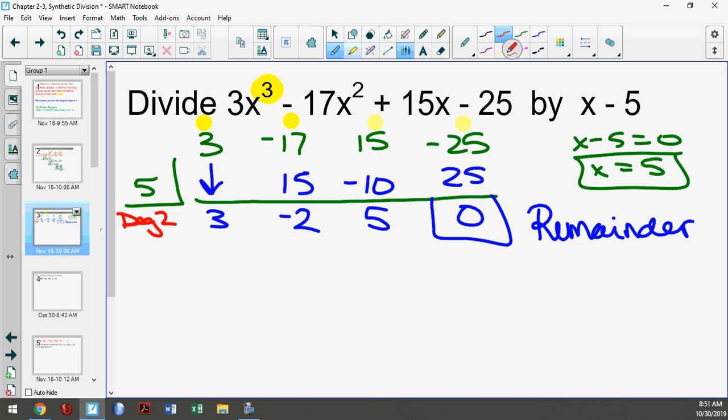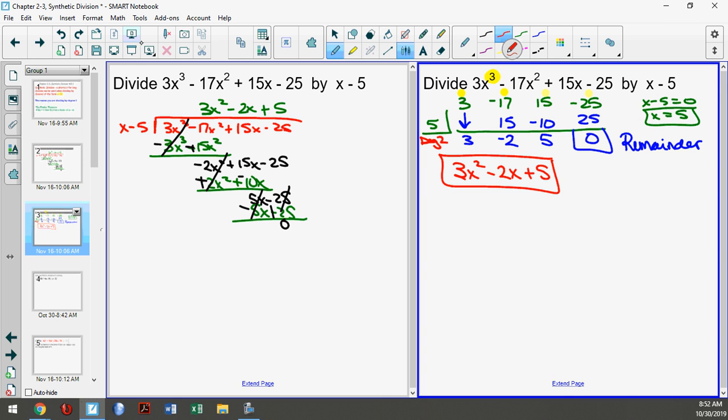So we're simply going to put our variables back on these coefficients. So this is going to be a 3x squared. Why? Because it's degree 2. Minus 2x plus 5. And that is your answer.